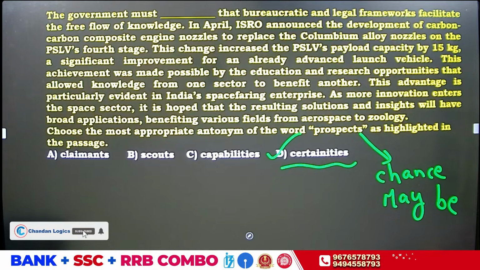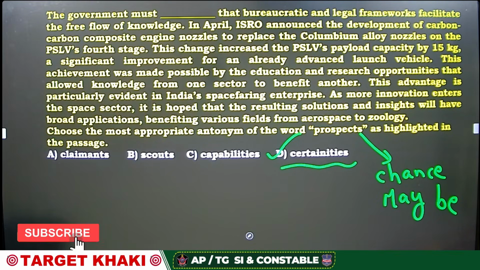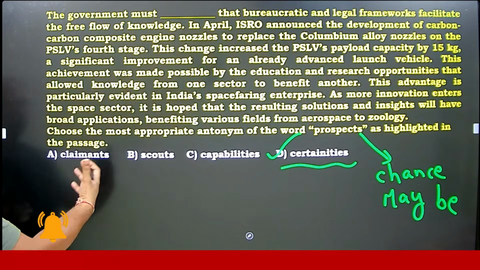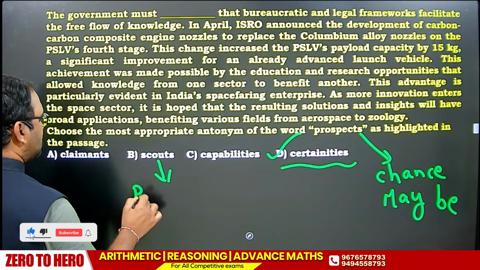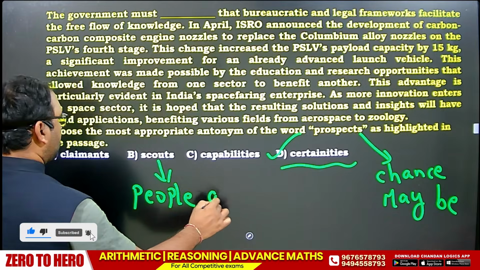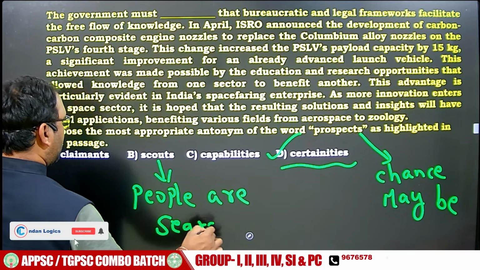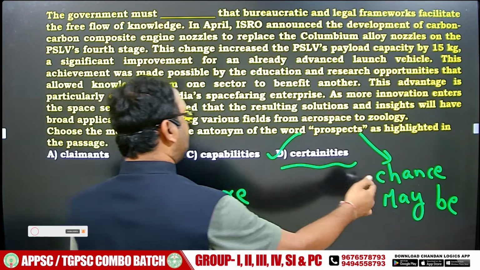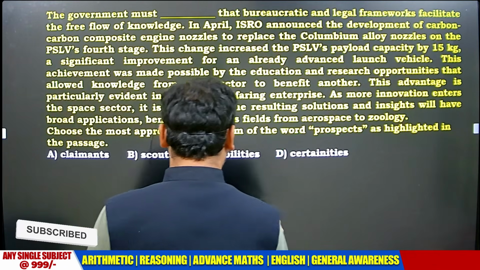Like I told you in the beginning of the session, guys, this session has a lot of vocabulary. Everybody knows claimants are those who claim. Capability is fine. What is the meaning of scout? Scouts are people who are searching for something. So prospect means there is a chance, may or may not. The opposite is certainty. Certainty means guarantee.